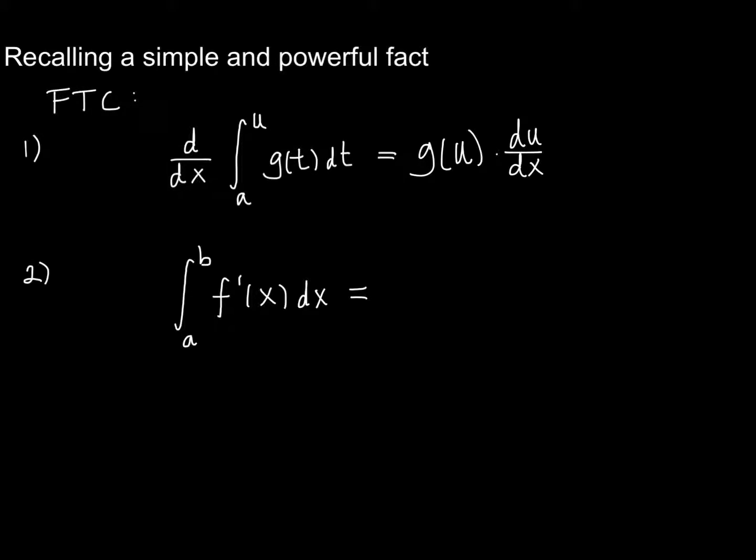Things that are commonly missed here are that we need to make sure we're using the chain rule here. If u is a function of x, we cannot forget to take the derivative of u with respect to x.